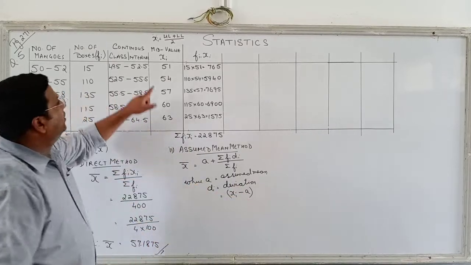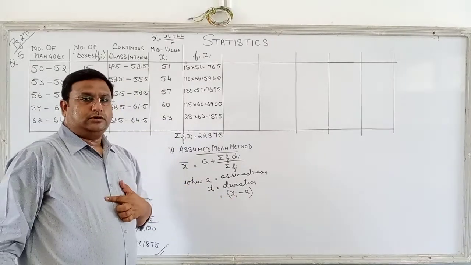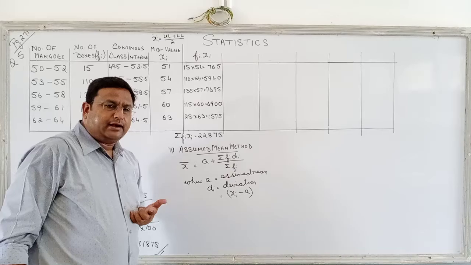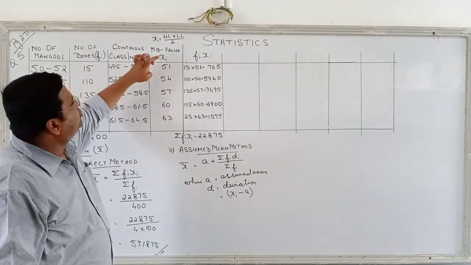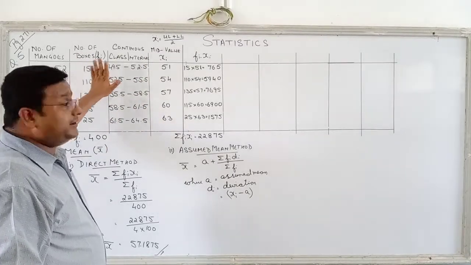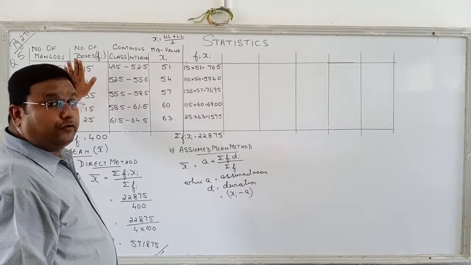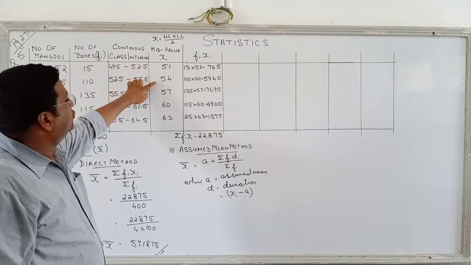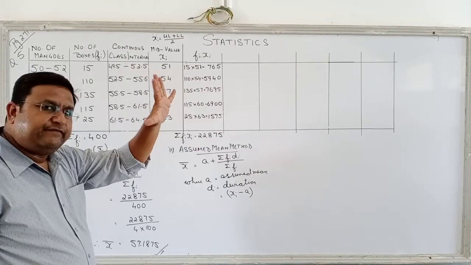The formula for deviation is xi minus a. So xi we already have calculated. A we will assume. What is a? A means assume. So check over here, somewhere in between. Check the mid value, not the frequency, mid value. Mean is always from xi, not from fi. So 1, 2, 3, 4, 5. 5 classes are there. 5 mid values are there.